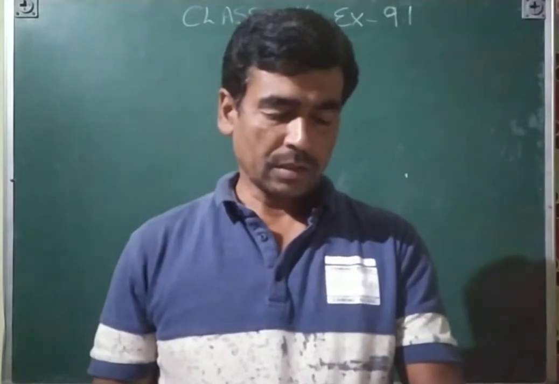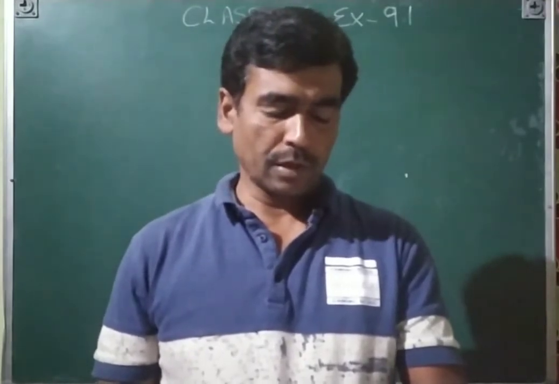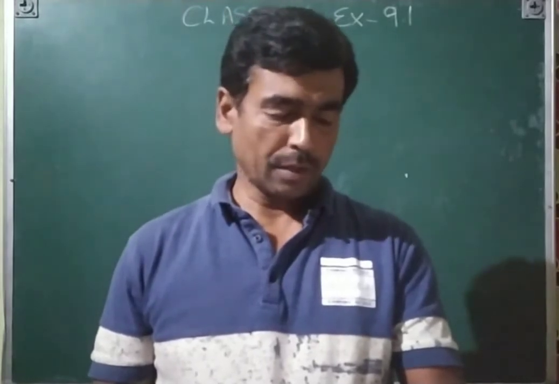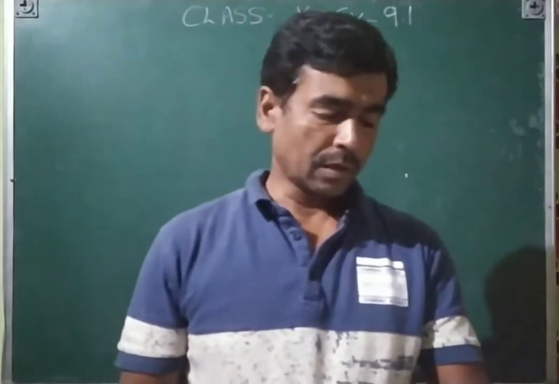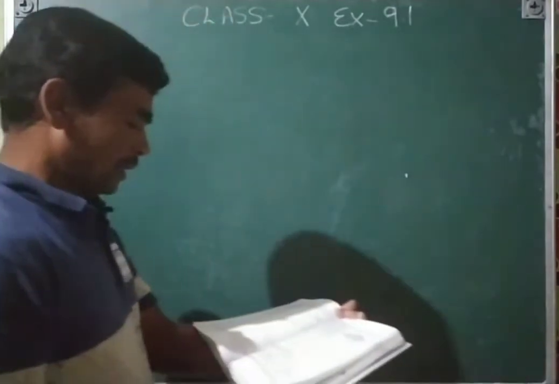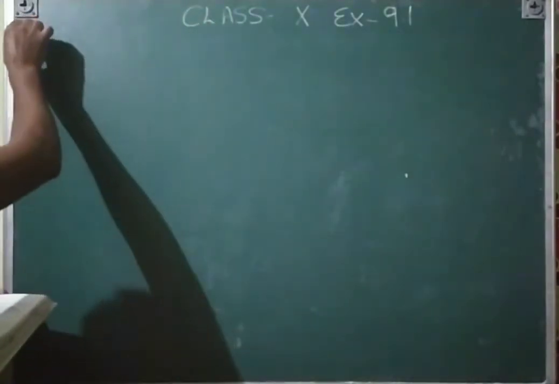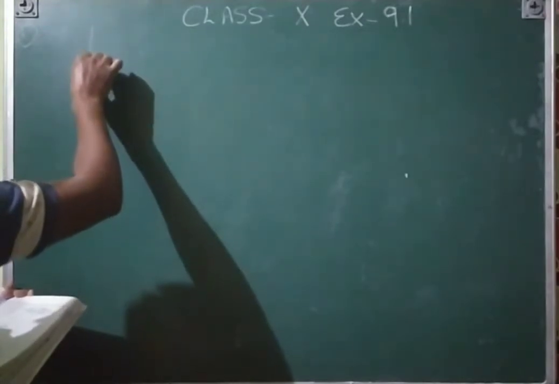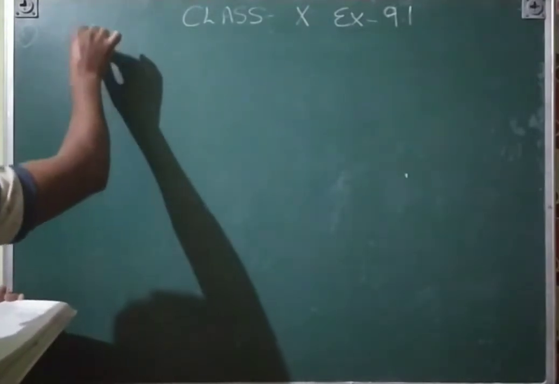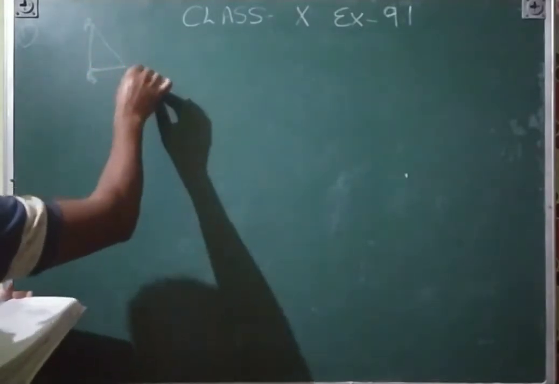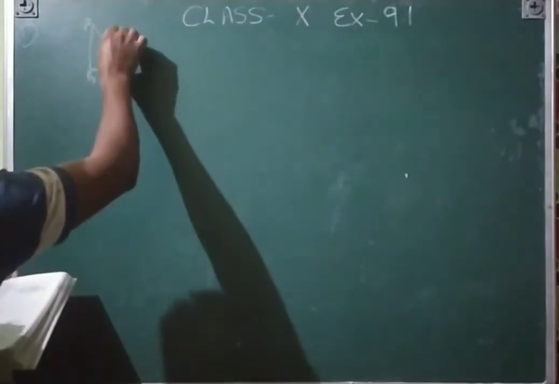A circus artist is climbing a 20-meter long rope which is tightly stretched and tied from the top of a vertical pole to the ground. Find the height of the pole if the angle made by the rope with the ground level is 30 degrees. That is one question. That is A, B, C, and then 20 meter.